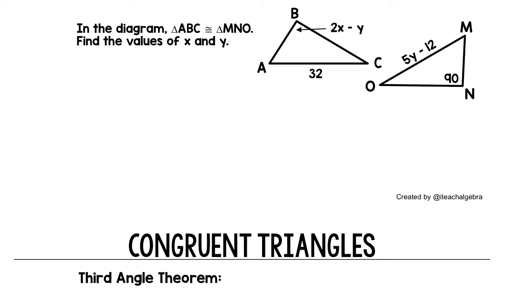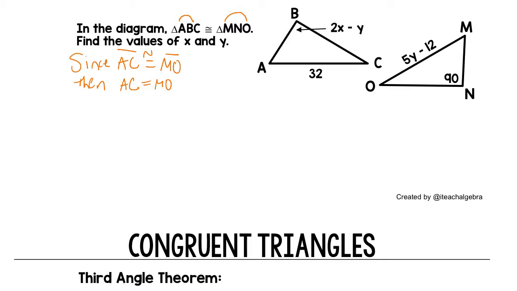In the diagram, triangle ABC is congruent to triangle MNO. Find the values of x and y. Well, since AC is congruent to segment MO, because those are in the same place in the triangle, AC is the two ends, MO, two ends. That's supposed to say since, not sin. Then the measure of segment AC is equal to the measure of segment MO.